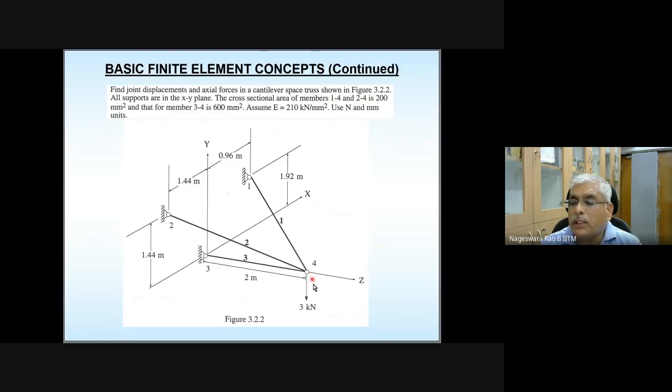And what about the forces? What is the force applied? Force is applied at node 4, it's given. You can see how it is applied. This is z-axis, and this is x-axis, this is y-axis. It's applied in the negative y direction. That also you need to keep in mind. If this force is applied at some inclination, then you need to resolve that force and get the components.